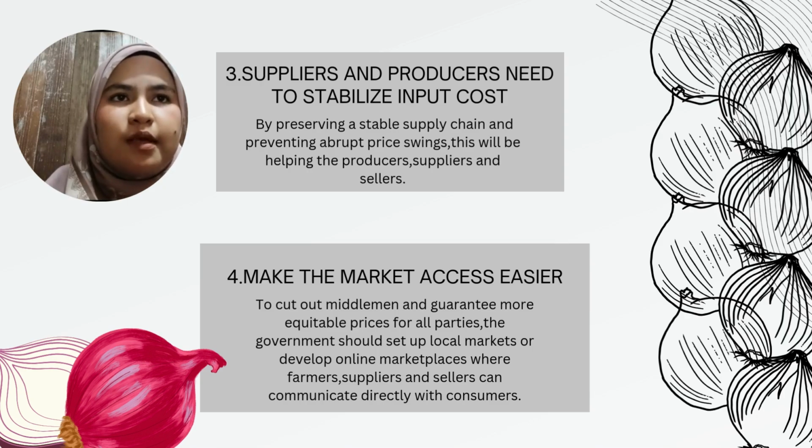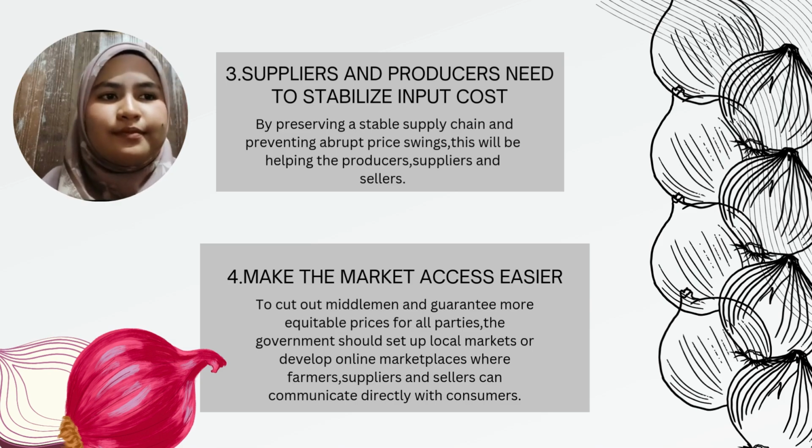The last step is to make market access easier. To cut out middlemen and guarantee more equitable prices for all parties, the government should set up local markets or develop an online marketplace where farmers, suppliers, and sellers can communicate directly with customers.